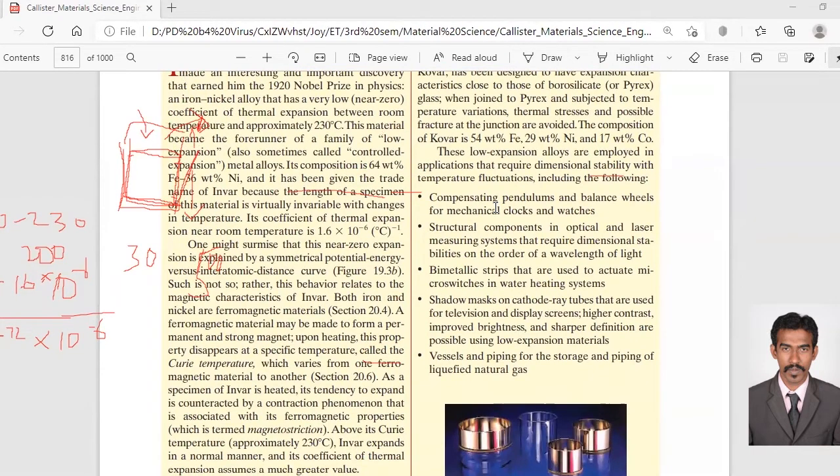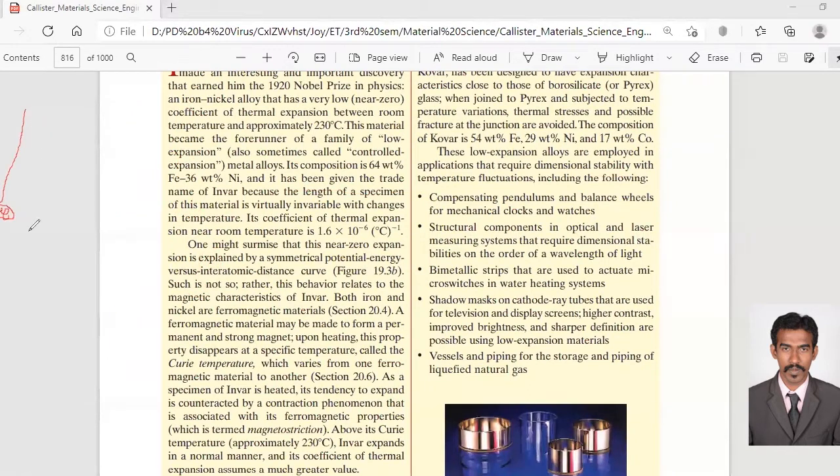Compensating pendulums and balance wheels for mechanical clocks and watches, right? So for a pendulum, when the temperature increases, what will happen? The length of the pendulum will increase. So when the temperature increases, the length will also increase, and when the length increases, the swaying time will also increase, right?